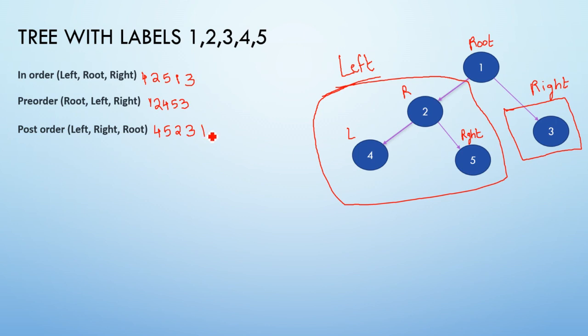Hope till here you are able to understand how we find the in-order, pre-order and post-order when a tree is given. Now with this information, let's proceed with the problem.